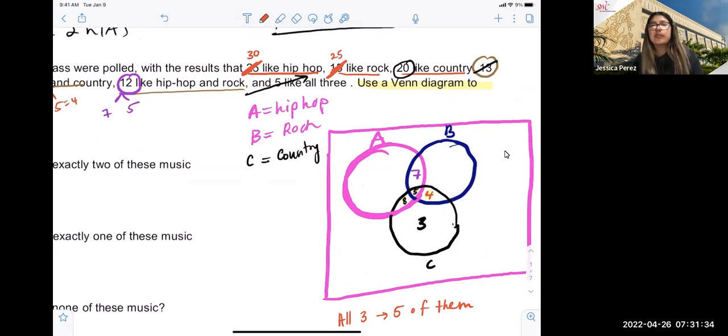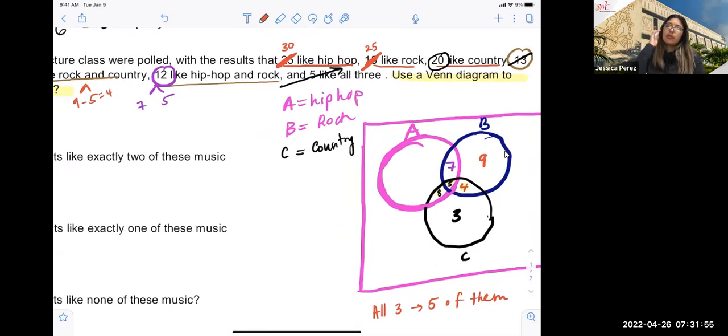So if 25 like rock, you add 7 plus 5 plus 4. That's 9, that's 16. 16 plus 9 is 25. Because you have 9 and 9, that's 18 plus 7, that's 25. Now you go to the next one. Finally, the top 30 of them. You have 7 plus 5, that's 12, and 8, that's 20. Here you have 10.